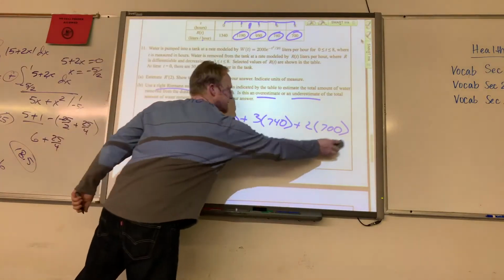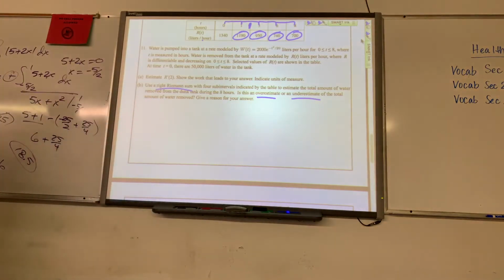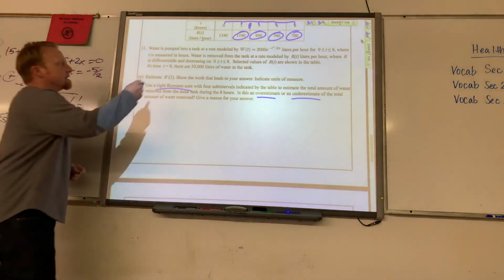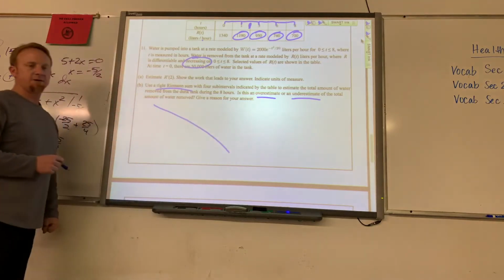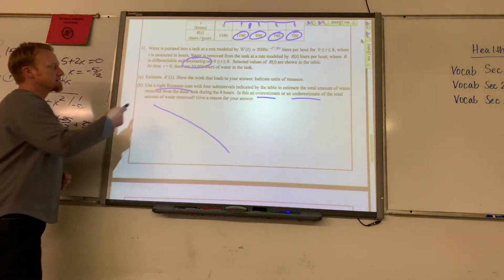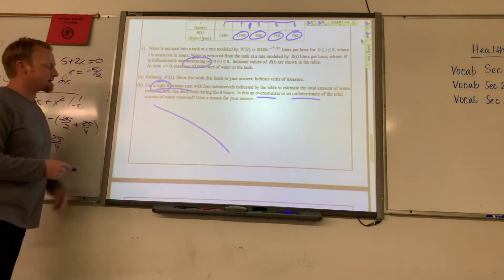Two things tell me whether or not it's an over or an under. First thing is my function increasing or decreasing? And if you look back up, that means it's decreasing. So that means my function is decreasing. Second thing is it a right or left Riemann sum? In this case, it's a right.